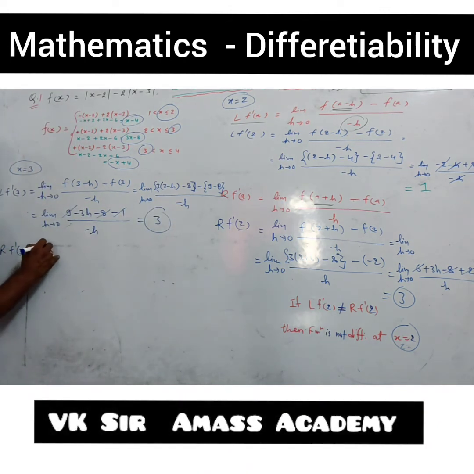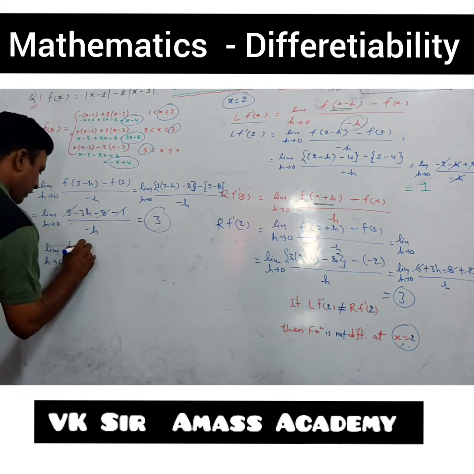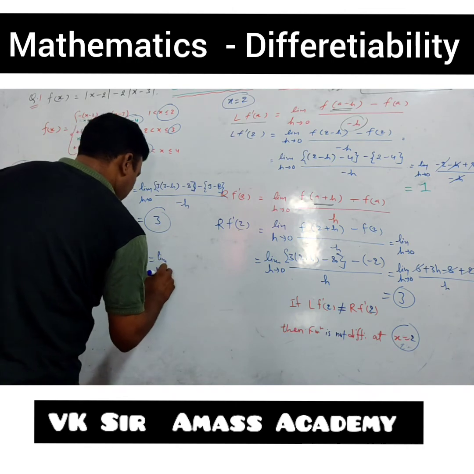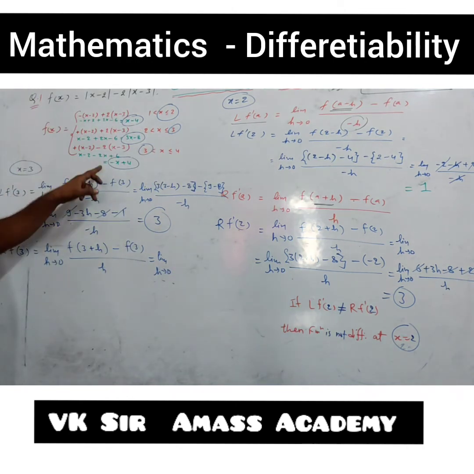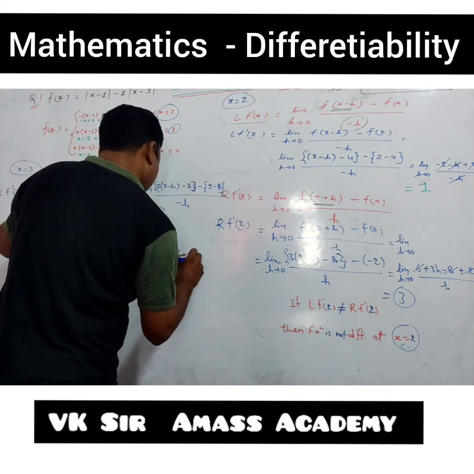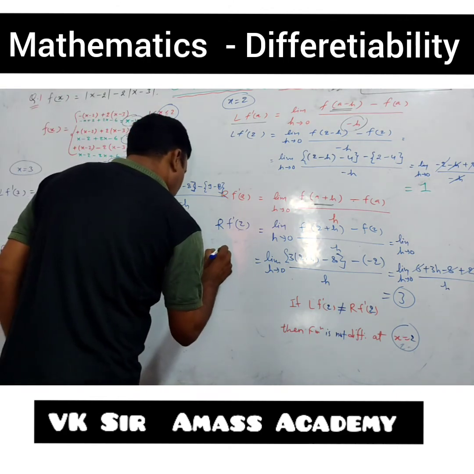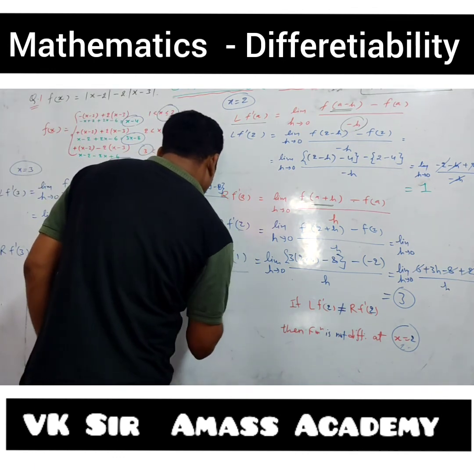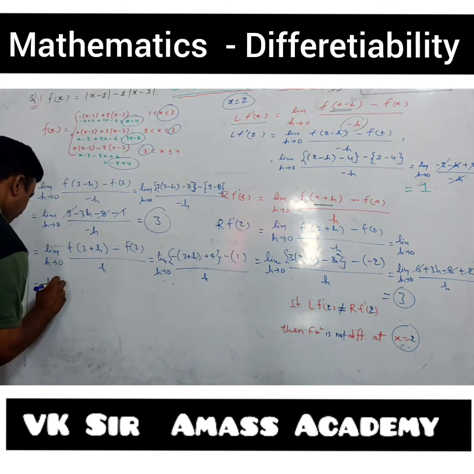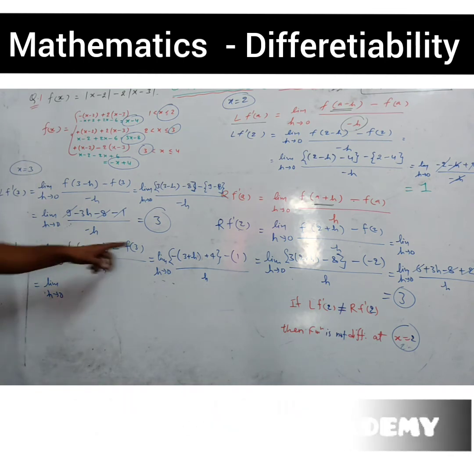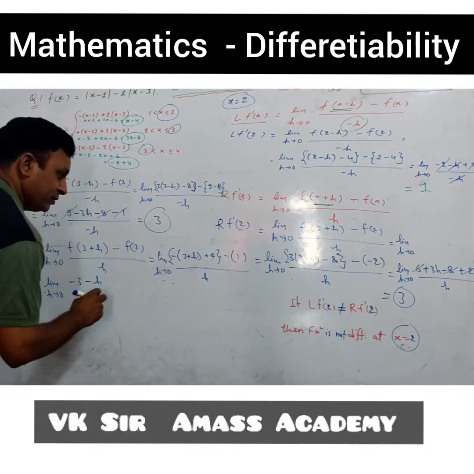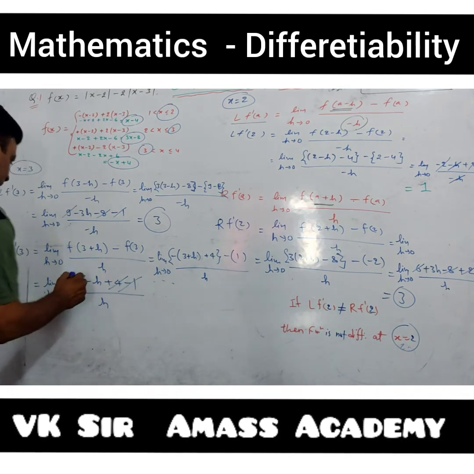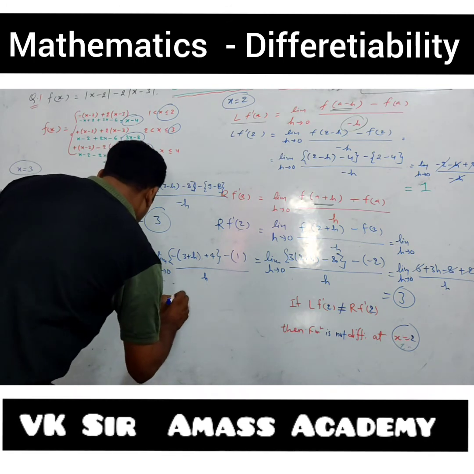Rf dash 3 is equal to limit h tends to 0, [f(3 plus h) minus f(3)] upon h. Here x is greater than 3, that means minus (3 plus h) plus 4, minus f(3) which is 1, upon h. That is minus 3 minus h plus 4 minus 1 upon h. 1 and 3 are cancelled, final answer is minus 1.